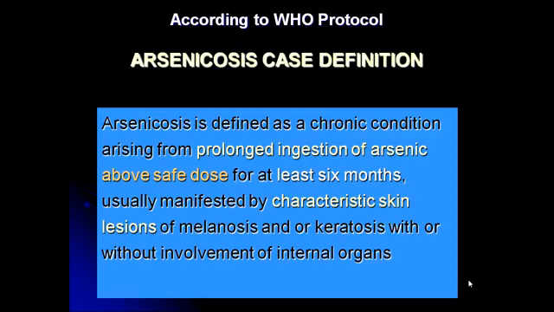Arsenicosis is defined as a chronic condition arising from prolonged ingestion of arsenic above the safe dose for at least 6 months, usually manifested by characteristic skin lesions of melanosis and/or keratosis without involvement of internal organs. This definition is very concise and clean. It must be a chronic condition, must be due to prolonged ingestion of arsenic above the safe dose, and the exposure time must be at least 6 months.